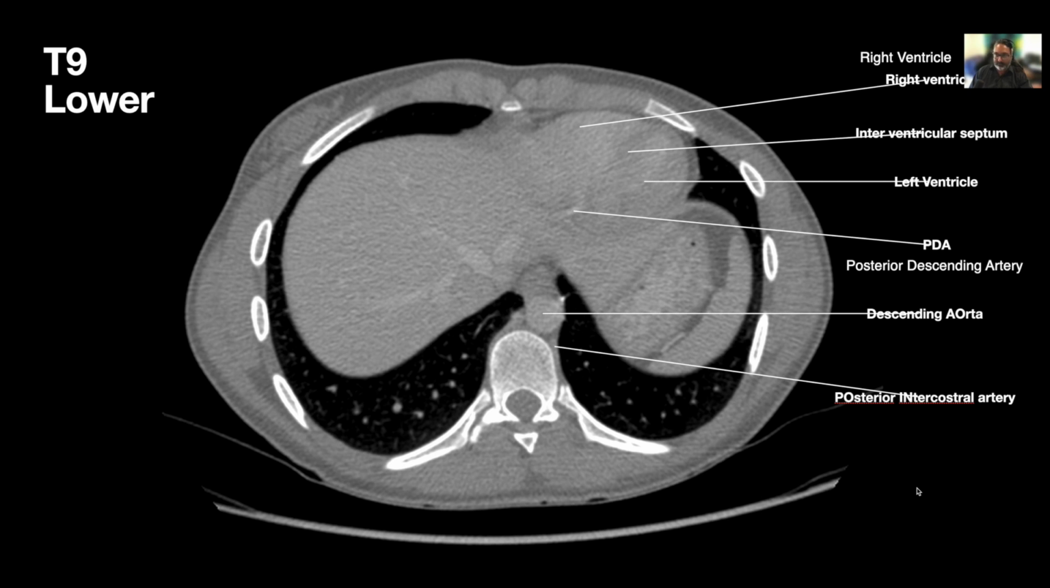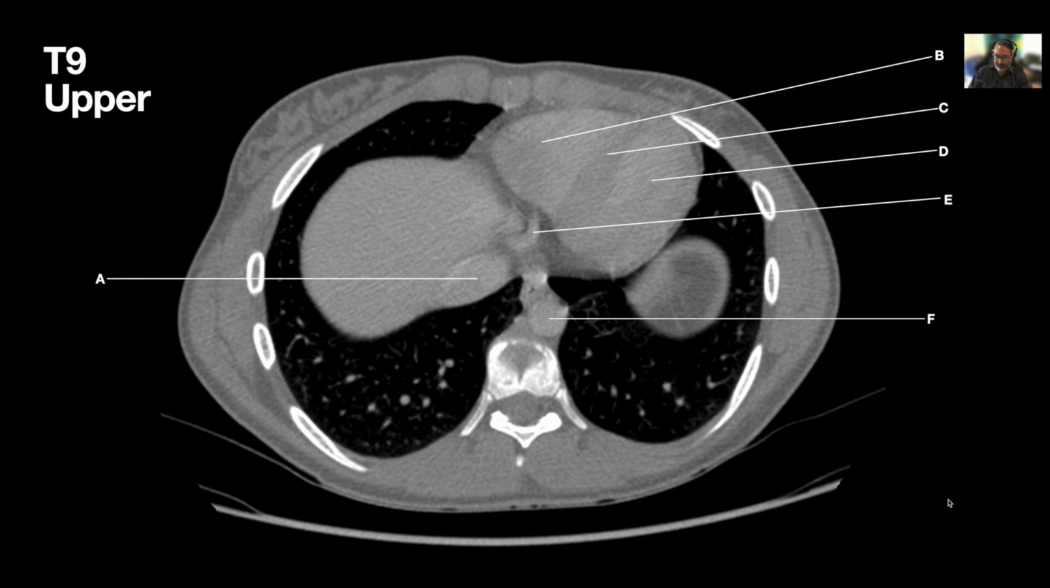What is next? Let's do the next slide. Yep, that's the next slide. We're slightly higher up. I think A is probably the IVC. A is the IVC. Correct. That is the liver. The diaphragm and liver are very hard to differentiate between because the diaphragm is so thin. As soon as the liver ends, the diaphragm also ends with it.